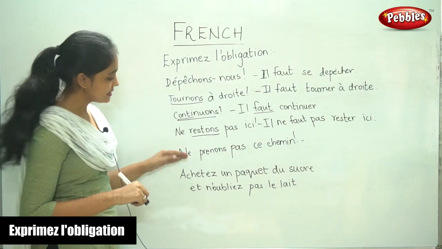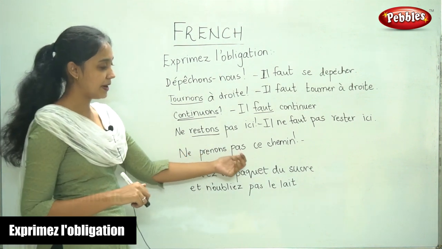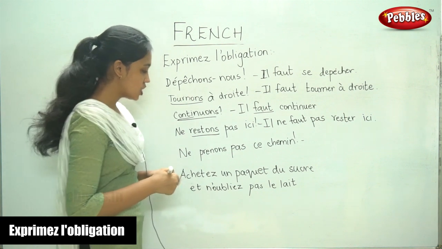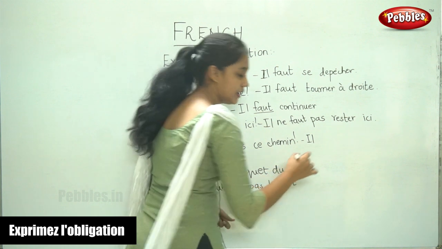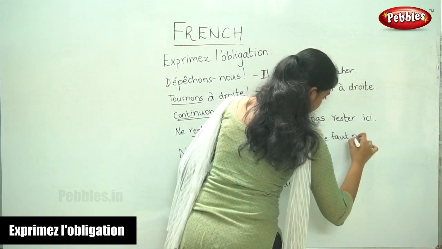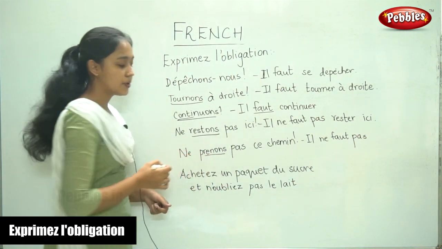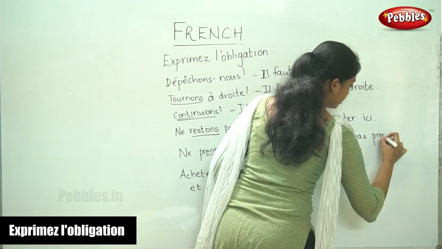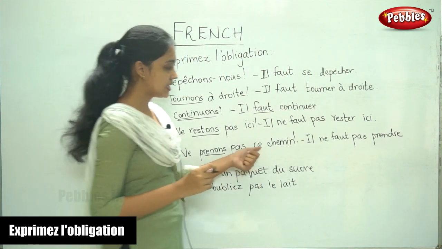Now the next sentence, ne prenons pas ce chemin. Now again, the sentence is negative. So, il ne faut pas. And the verb is prenons. The infinitive form is prendre. Il ne faut pas prendre ce chemin.